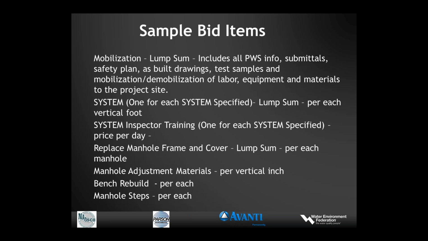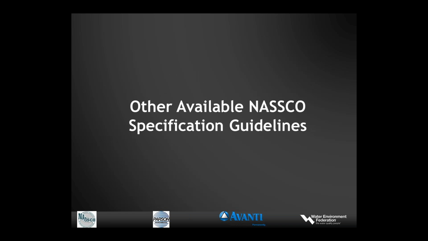Replacement of castings and frames and covers would be handled separately. Manhole adjustment materials, bench refill, manhole steps, if applicable. And those are all potential bid items that you might want to think about including in the contract. Okay, so I gave you a general overview without getting into all the specifics like Lynn did, but those are all included in those specification guidelines, and they are available to anybody that wants to download and use those as a basis for preparing a set of specifications.